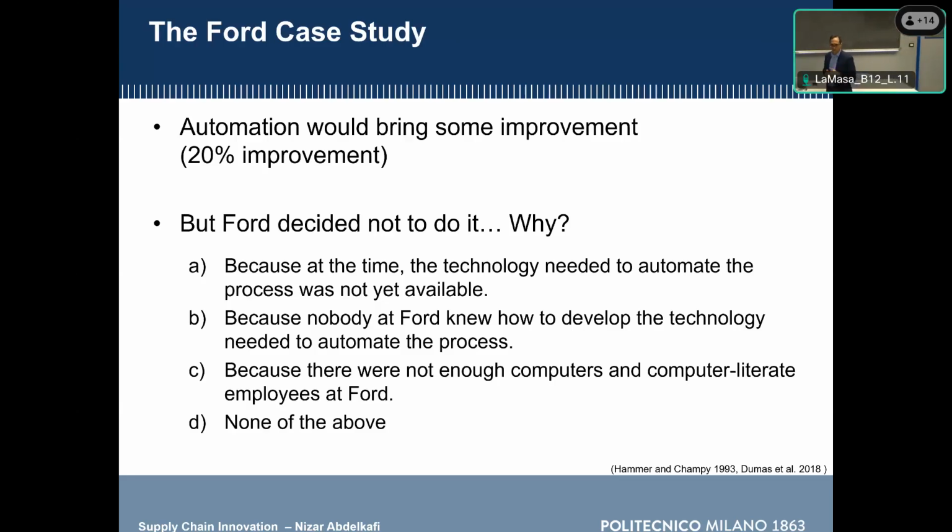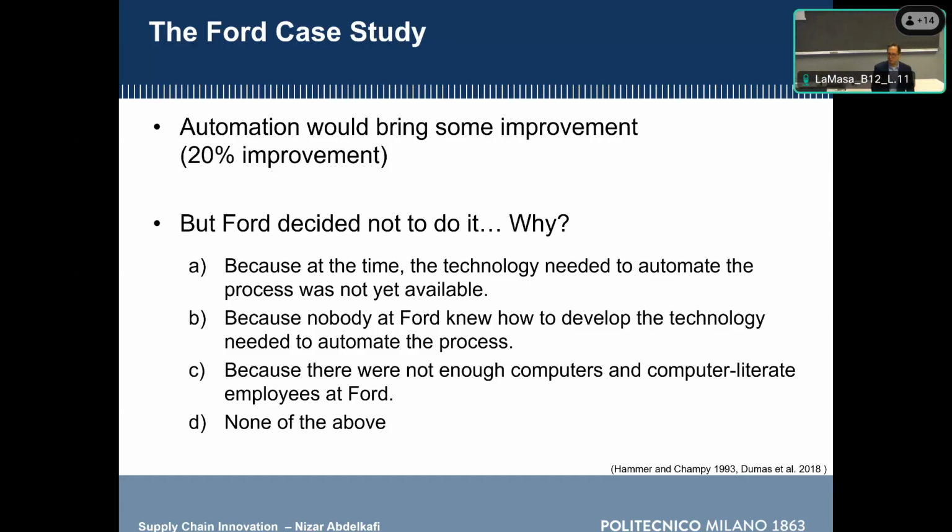The question is why? This is, by the way, a question I would like to ask you, so you help me to find an answer here. Ford did not go for automation because at the time, end of the 80s, beginning of the 90s, the technology needed to automate the process was not yet available. This is the first option. The second option, as a possible answer, is that nobody at Ford knew how to develop the technology needed to automate the process. Also possible. Or because there were not enough computers and computer literate employees at Ford. Or none of the above. What would you say? I'm just asking for your intuition. What do you think?